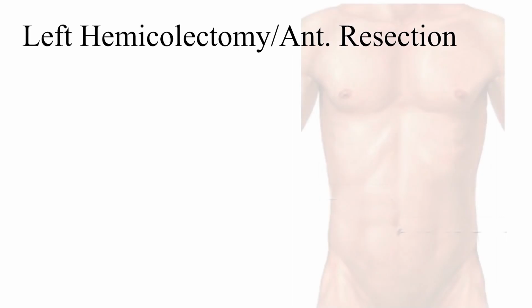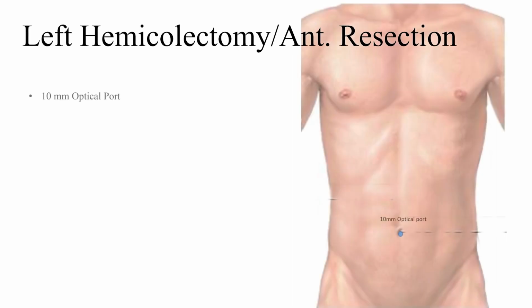Port placement for left hemicolectomies and anterior resections starts as in all previously described resections with a 10 mm optical port at the umbilicus. A 12 mm port is placed 2 finger breadths medially and 2 finger breadths superiorly to the anterior iliac spine. This port is placed in this position in order to avoid hitting the pelvic brim when dissecting the lateral right part of the high rectum.